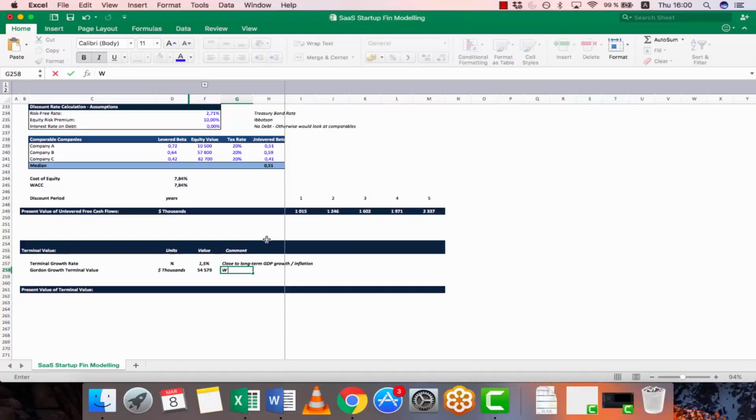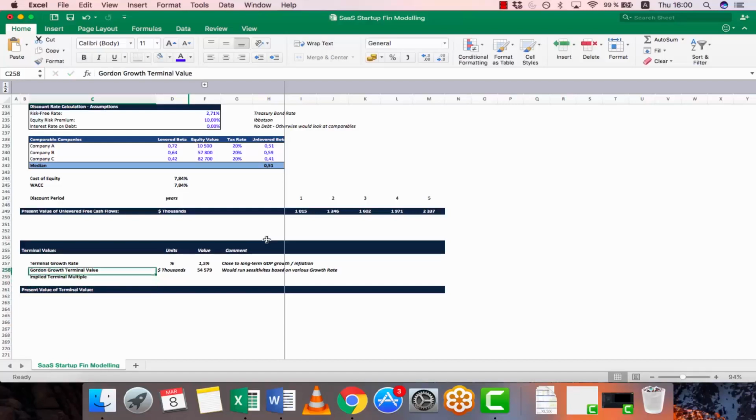So it's fine, and obviously we will have to run sensitivities based on various growth rate assumptions, and of course to check whether it is roughly correct or not. To make the sanity check, we are calculating the implied terminal multiple.